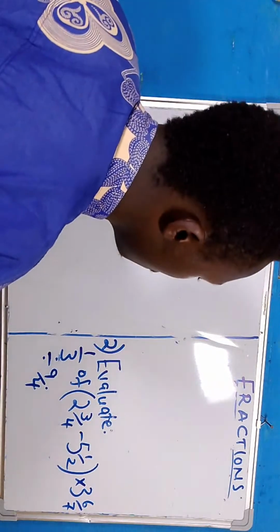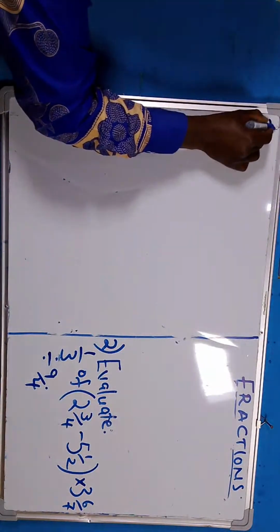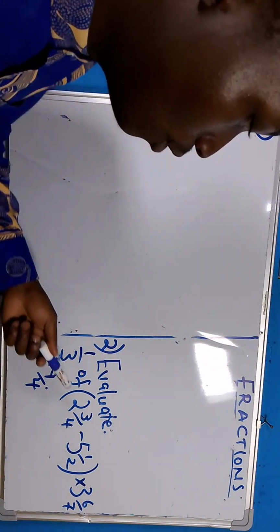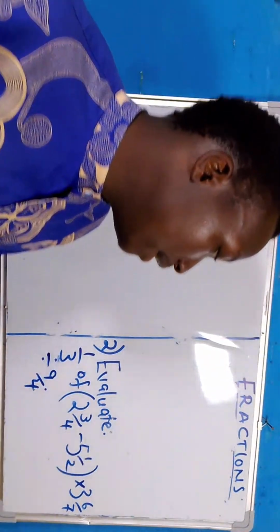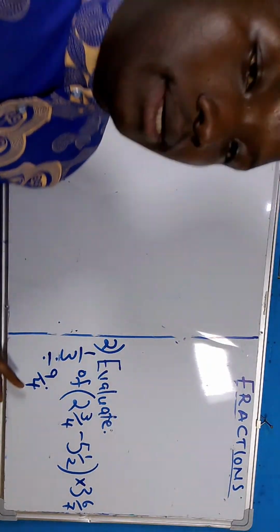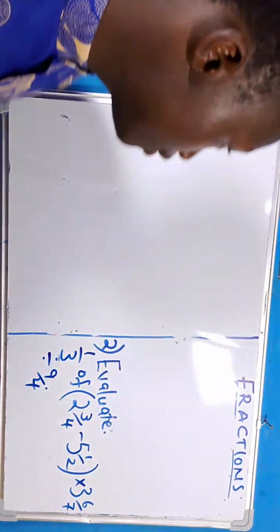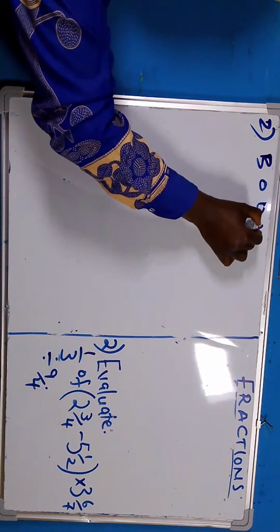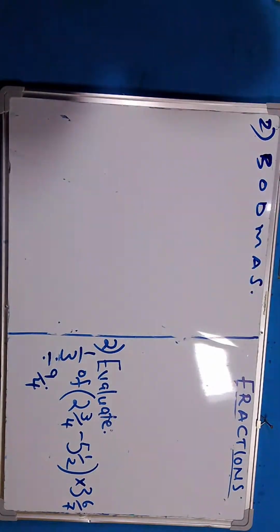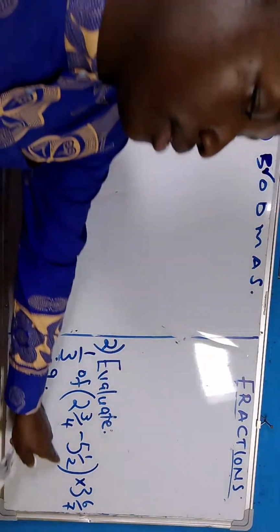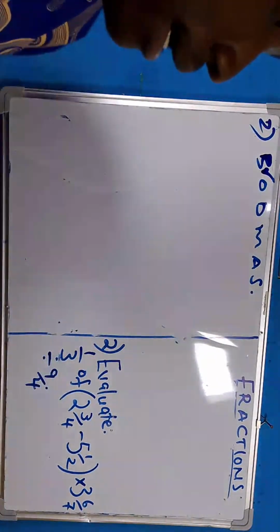So for question 2, we have a third of 2 whole 3 over 4 minus 5 and a half, in bracket, times 3 whole 6 over 7 divided by 9 over 4. So in this question, we will still apply the rule of BODMAS. And BODMAS, we said, begins with bracket. And here we have a bracket. So we can first begin by solving our bracket.